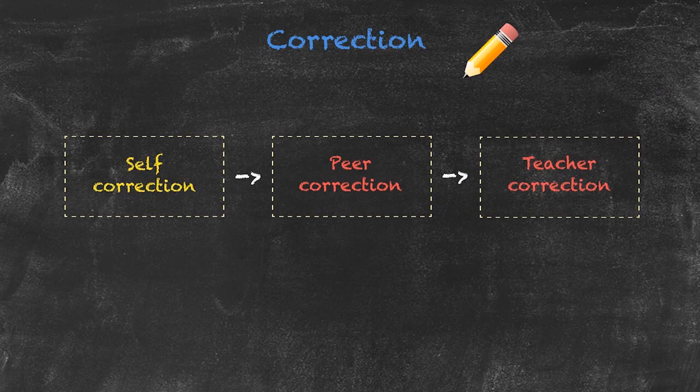So we actually go through a process of allowing them to correct themselves if possible. If they can't, can one of their peers correct them? And if they can't, the teacher corrects. It is important that we go through this process and that we don't just immediately go into teacher correction. "John, no, that's wrong. The answer is X, Y, or Z." Try to allow this process to take place.